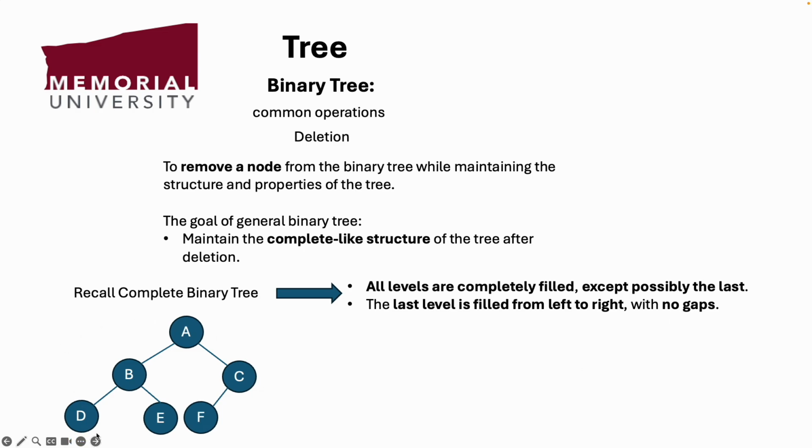Okay, so this tree is a complete binary tree. All levels are completely filled except the last one, right? And the last level is filled from left to right. Between them, there's no gap. Okay? So if F, instead of being the left child of C, becomes the right child of the node C, this is not a complete binary tree. Okay? Because they have a gap, right? The left child is missing. So, okay, so this is the complete binary tree.